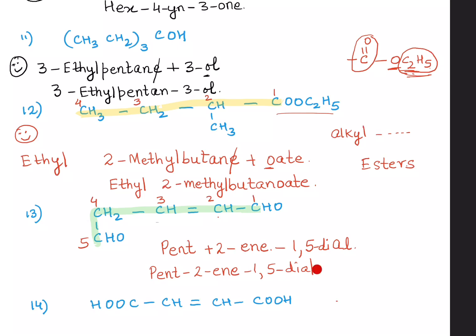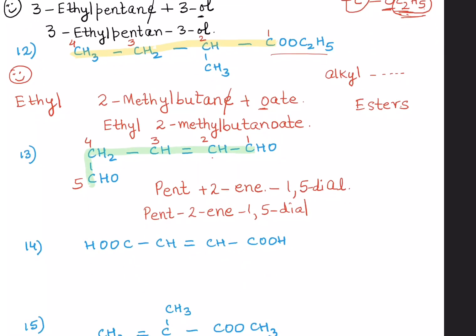Got it? So the 14th one should be relatively easy for you. Again, highlight the main chain. This is it. Number it. How are you going to number? 1, 2, 3 and 4. So word root, but.